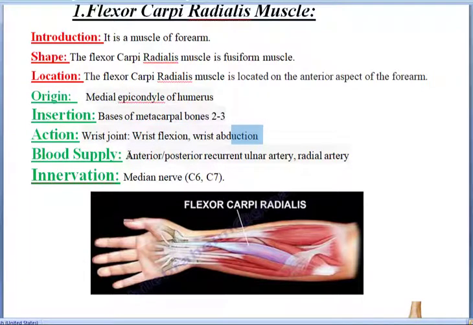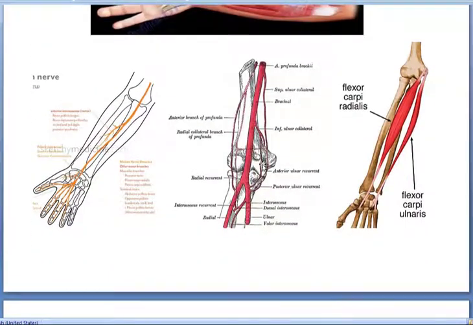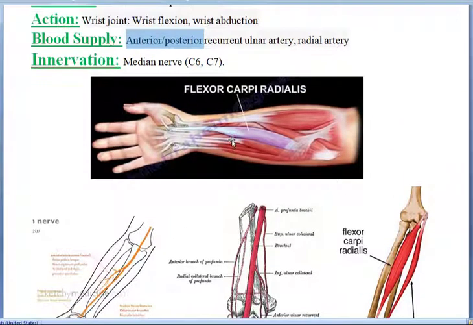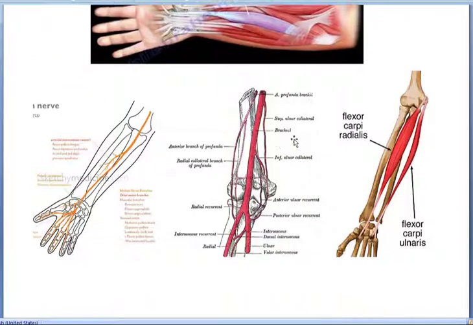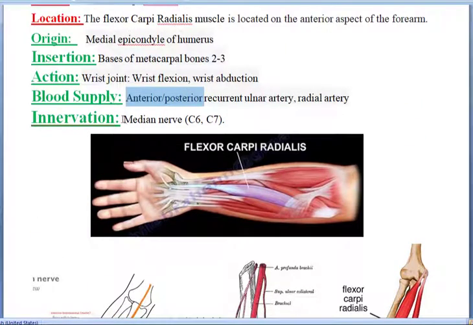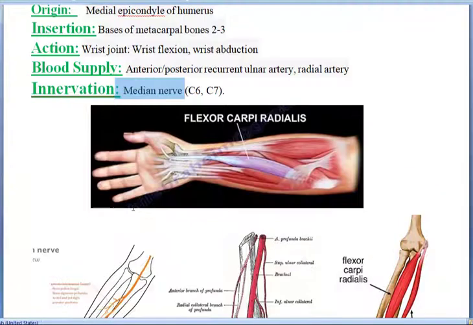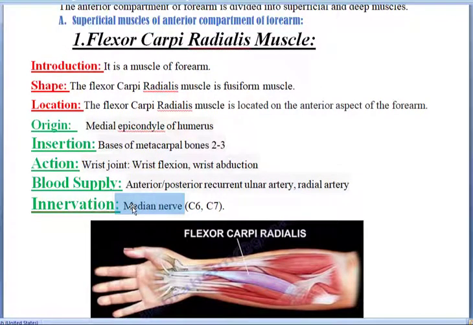And what is the blood supply? The anterior and posterior ulnar recurrent arteries and the radial artery. This muscle takes its blood supply from them. And what is its innervation? It is innervated by the median nerve. This is the median nerve, and it gives innervation to the flexor carpi radialis muscle.